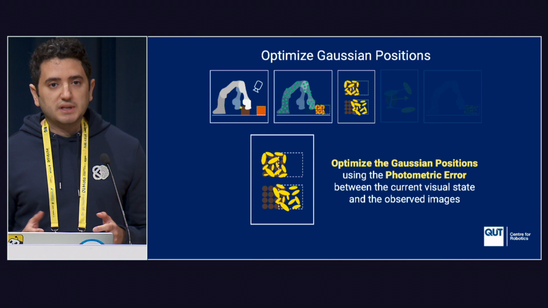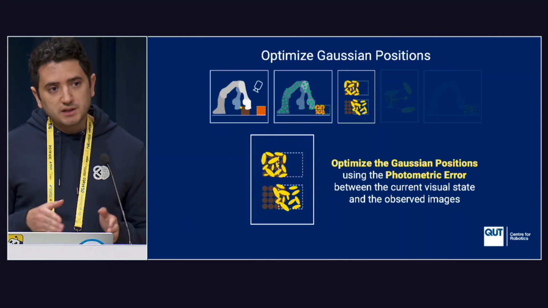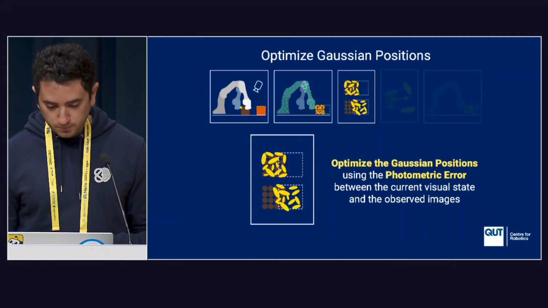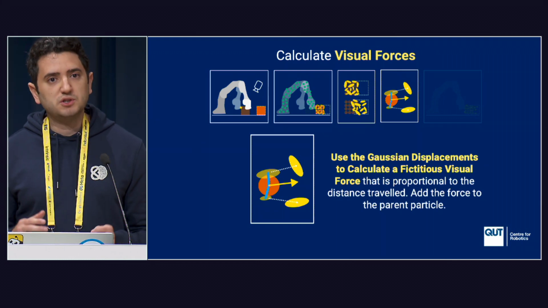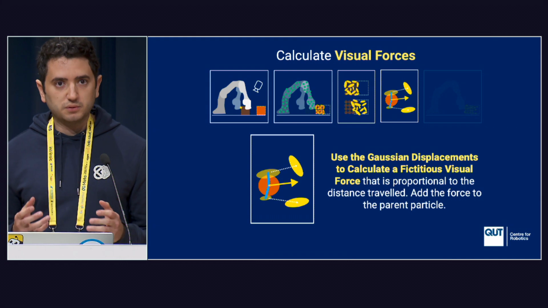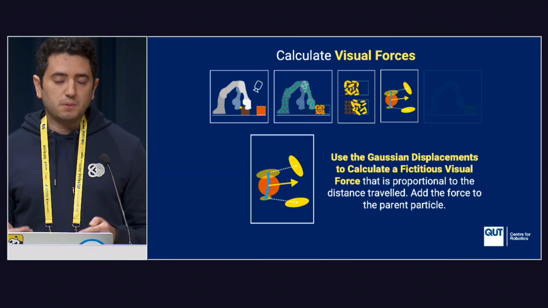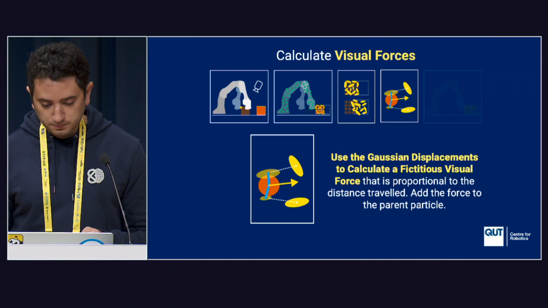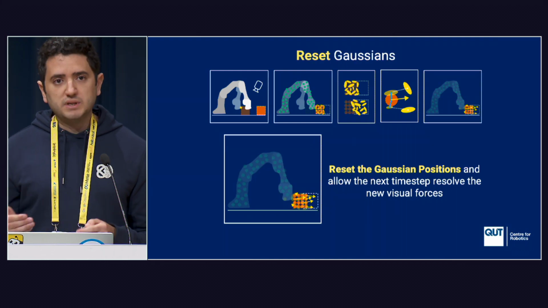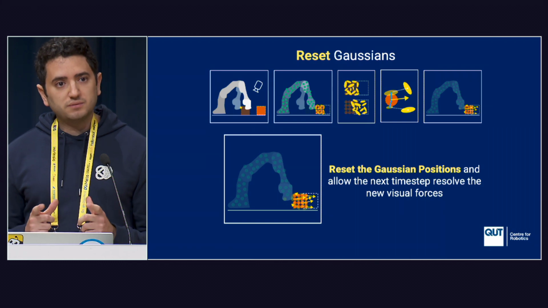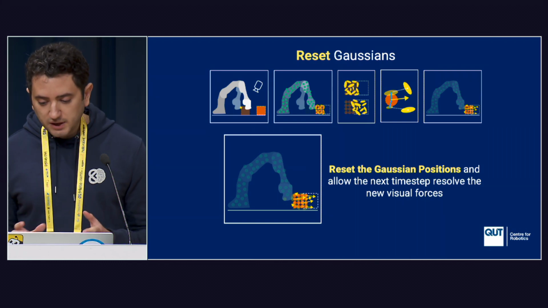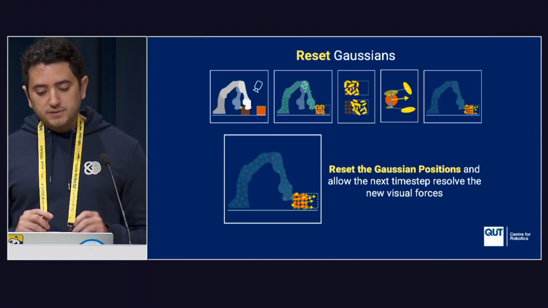And then we optimize the Gaussians to minimize the visual discrepancy that has occurred as a result of these physics steps. The displacements the Gaussians undergo during this procedure are converted to something we call corrective visual forces, which are imparted upon the particles that the Gaussians are connected to. Finally, we reset the Gaussians back to where they were originally, and the visual forces are then resolved at the next physics time step. And the effect of this is that the scene is updated in a physically constrained way to minimize visual discrepancy.